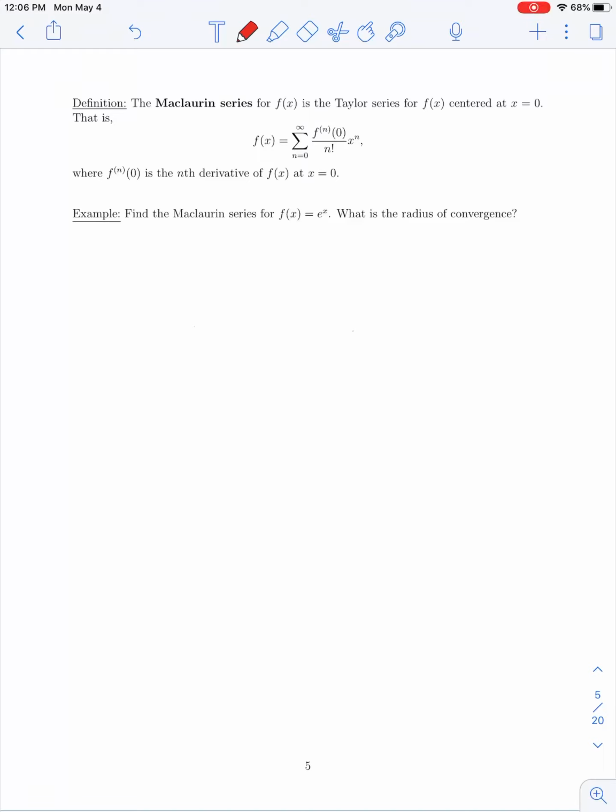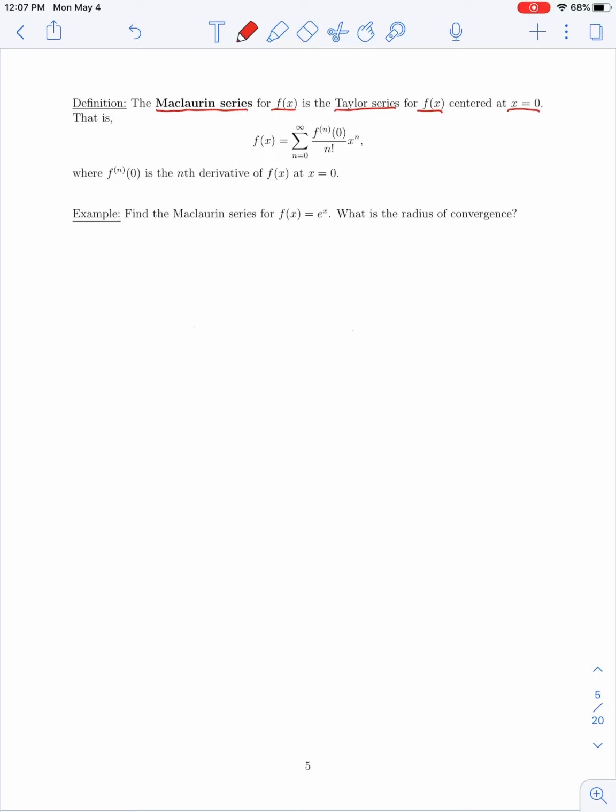Okay, in today's lecture, we're going to cover the next part of the section 6.3 material on Taylor and Maclaurin series. So the primary focus for today's lecture will be on the Maclaurin series for a function. So recall that a Maclaurin series for a function is simply the Taylor series for that function centered at 0.